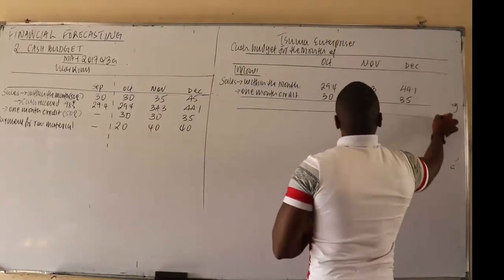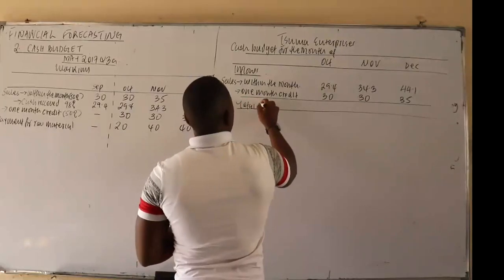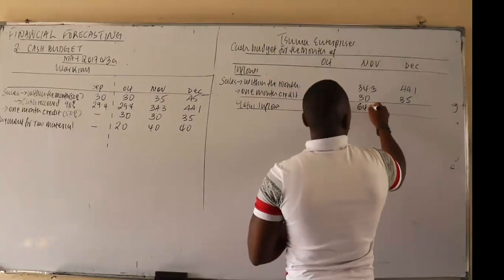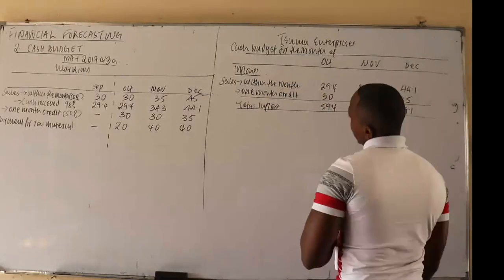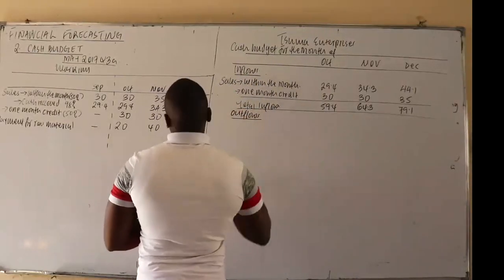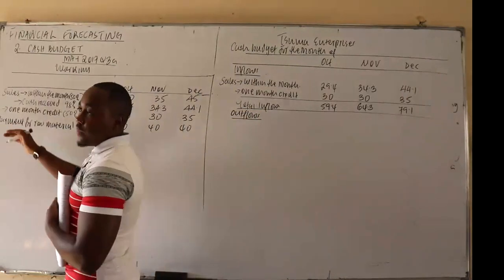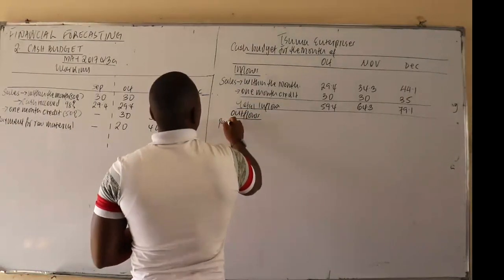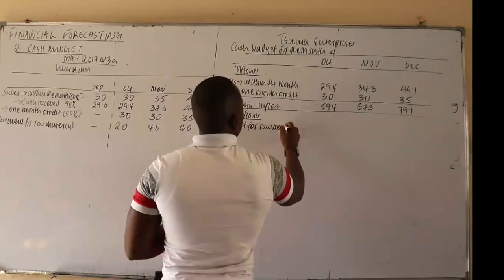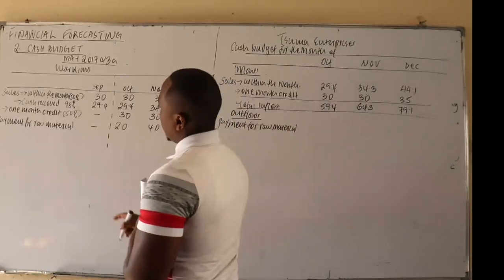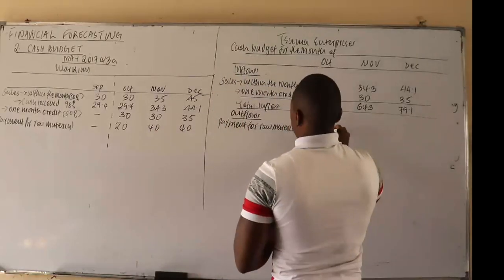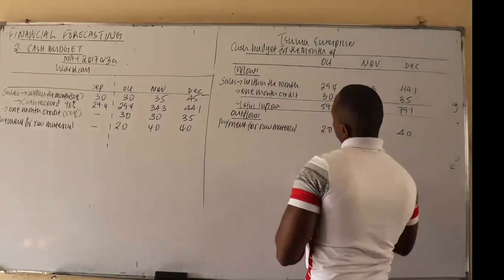There is no other income. So now give me the total inflows. It's going to be an amount of 59.4, 64.3, and 79.1. Then we have the outflows. For the outflows, there is payment for raw material or payment to creditors. So the payment for the raw material in October is 20, November 40, December 40.